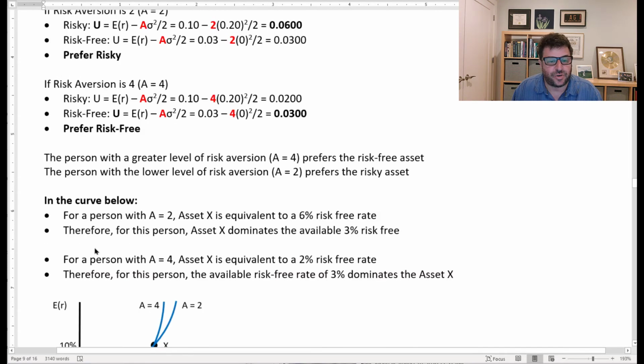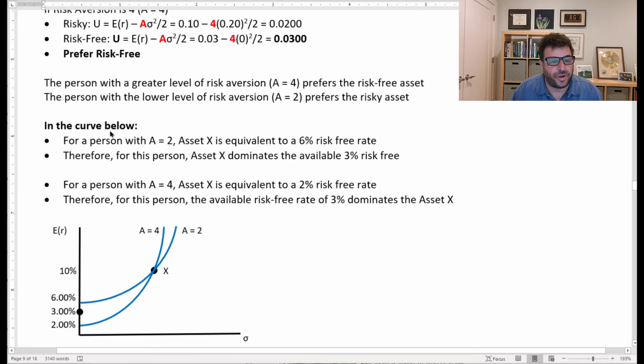And so again, to reiterate, the person with a greater level of risk aversion prefers the risk-free asset. The person with a lower level of risk aversion prefers the risky asset.